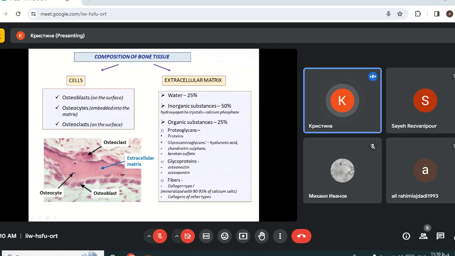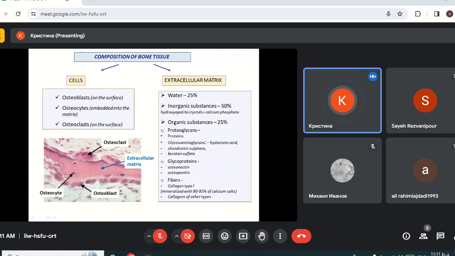So, as all other tissues, bone tissue consists of cells and extracellular matrix. Cells include three types: osteoblasts, osteocytes, and osteoclasts. Osteoblasts and osteocytes are the cells of the same differon, but osteoblasts are not fully mature cells. They are capable of division, they are active, and they are located upon the surface of the bone.